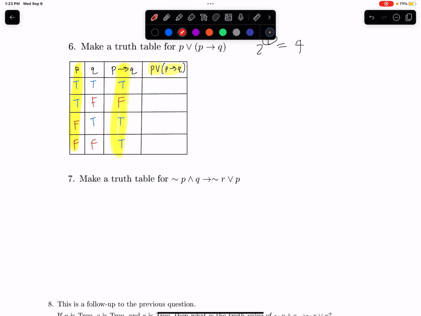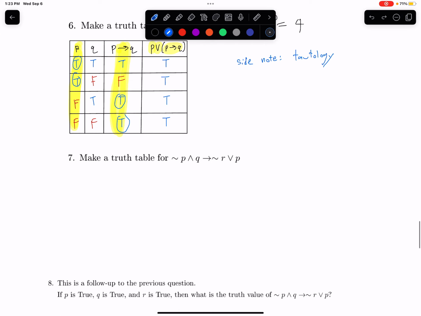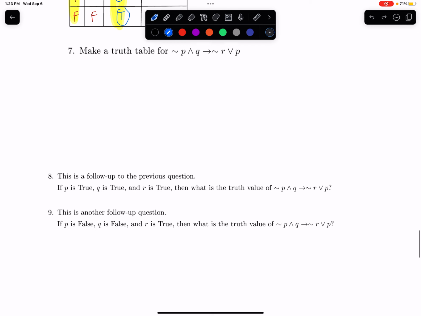Actually, they're never both false, right? Here's a true, here's a true, here's a true, here's a true. So the end result is all true. And this is a side note, but anytime you have the last column all true, it has a special name. It's called a tautology. That means no matter what the truth of the individual components of that statement are, the end result is always true. That's called a tautology.